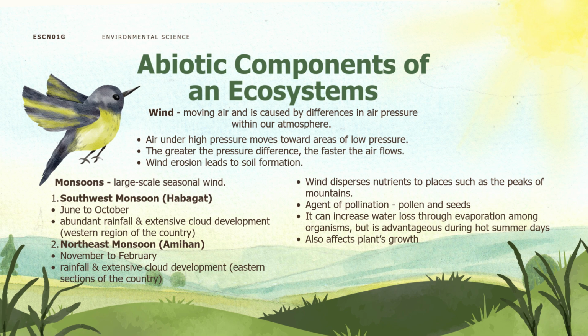So the monsoon or seasonal wind we're getting from June to October that brings in abundant rainfall and extensive cloud development affecting the western region of our country is that of the Habagat or the southwest monsoon. On the other hand, the ones we're experiencing every November to February, that again brings the same thing, but this time in the eastern portion of the country, that's Amihan.